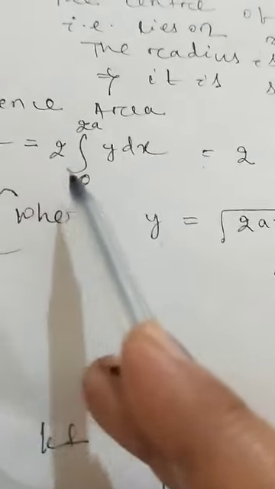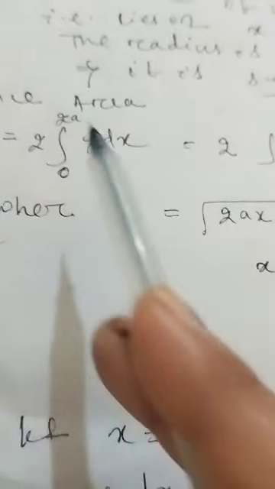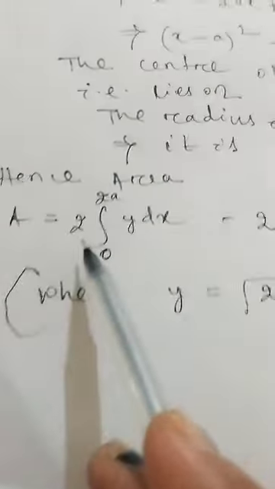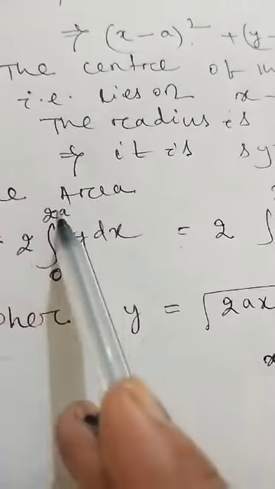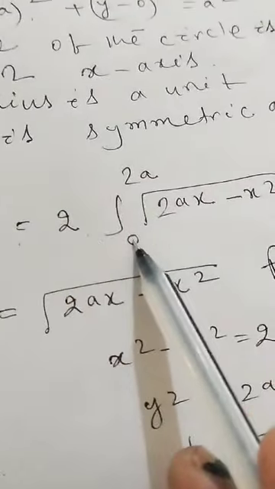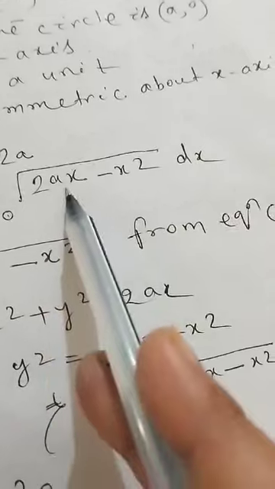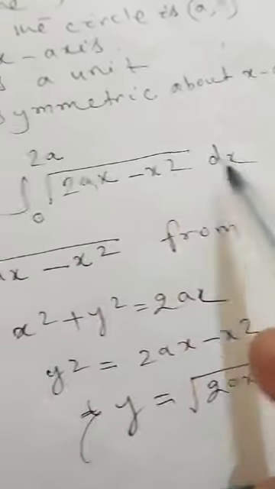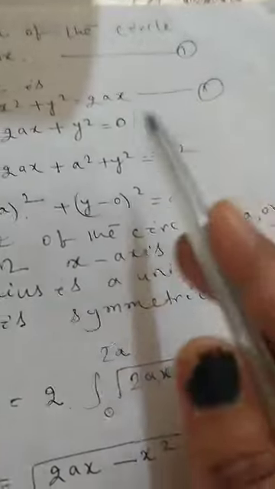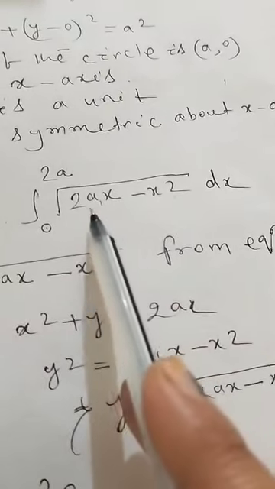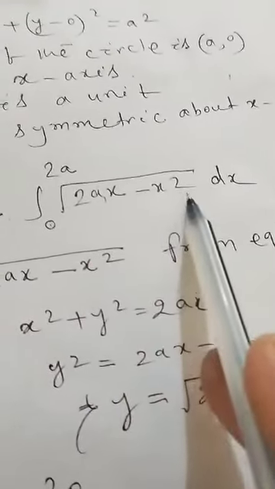Now, by the formula of the circle, the area equals 2 into the integration from 0 to 2a of y dx. Area of the circle equals 2 into the integration from 0 to 2a of y dx, equal to 2 into the integration from 0 to 2a of the square root of 2ax minus x square dx. From equation 1, we get the value of y is the square root of 2ax minus x square.